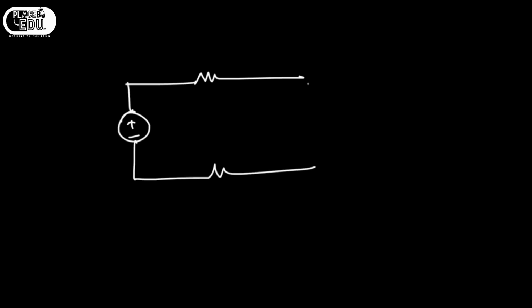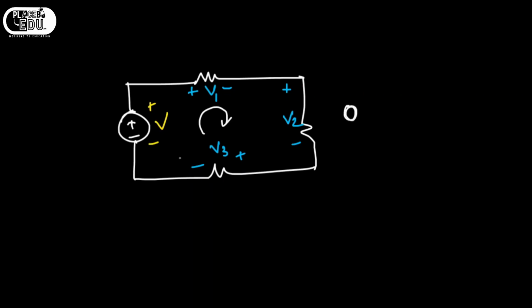Kirchhoff's voltage law. For Kirchhoff's voltage law, I am going to consider a circuit like this. Let it be a circuit, and the voltage across this one will be V1, and the voltage across this one will be V2, and the voltage across this one will be V3, and here the voltage is V. The arithmetic sum of all the voltages in a loop is 0. The arithmetic sum of all the voltages.